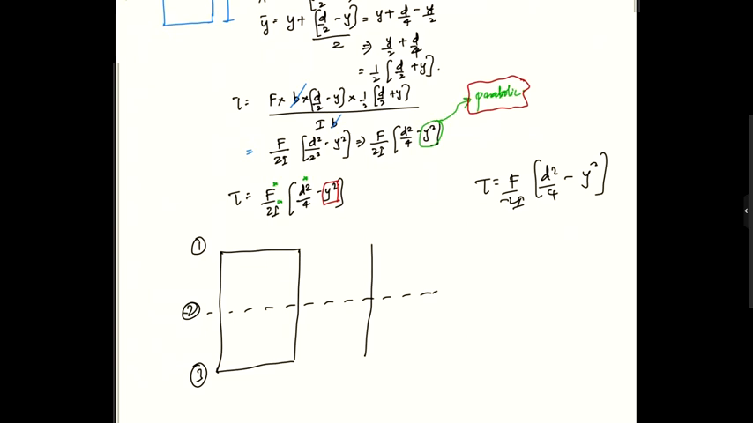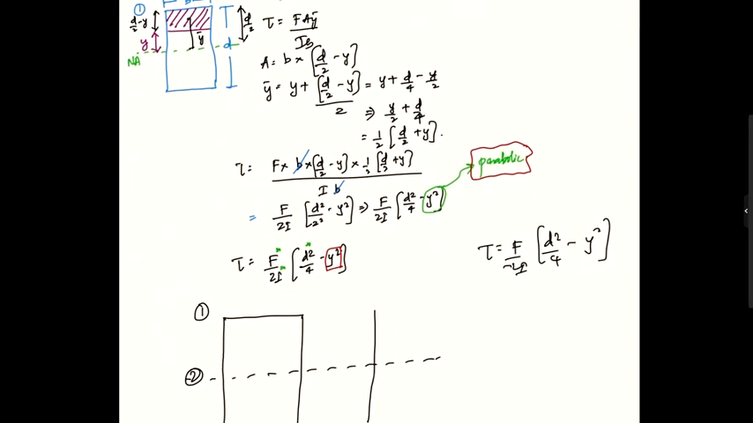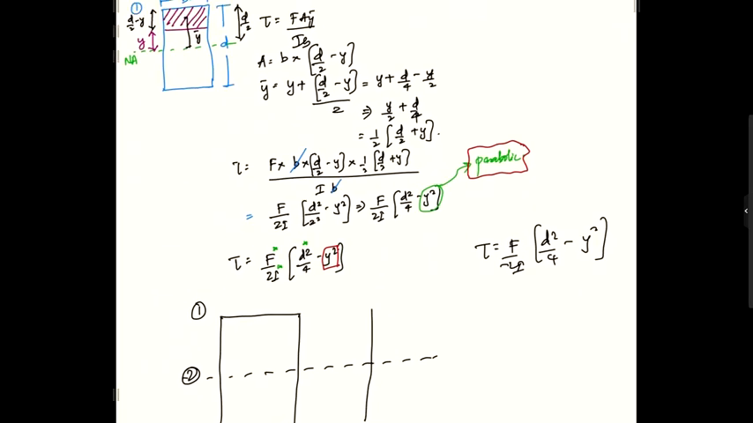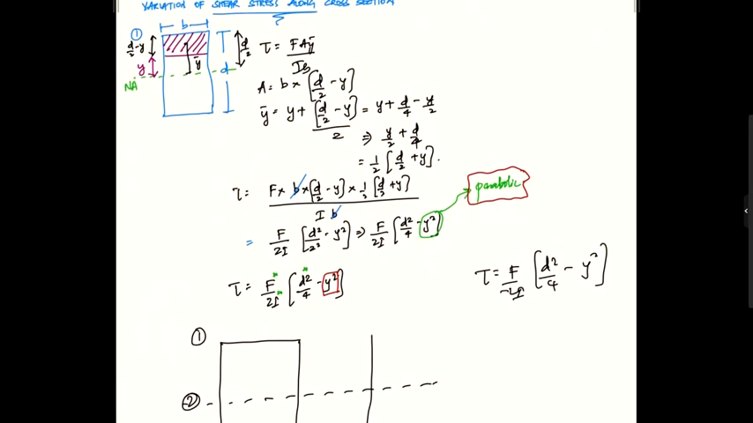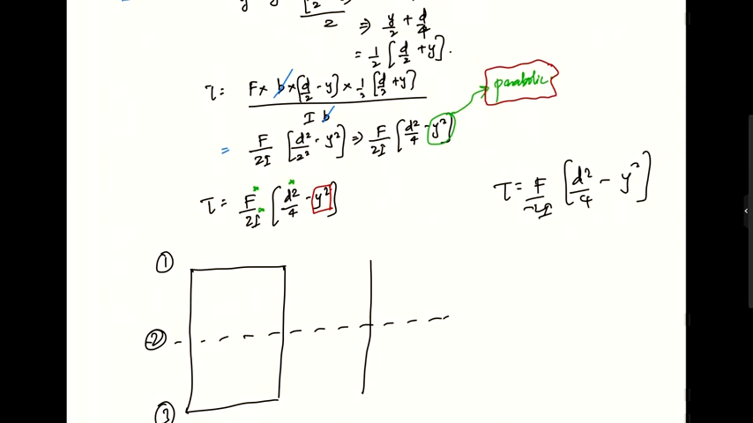What do you mean by Y? Y is the distance measured from the neutral axis to the centroid of the area under consideration, right? So at this point of consideration at 1, Y is equal to D by 2, right? If I substitute over here, I'll get D square by 4 minus D square by 4, which means tau is equal to 0, isn't it?